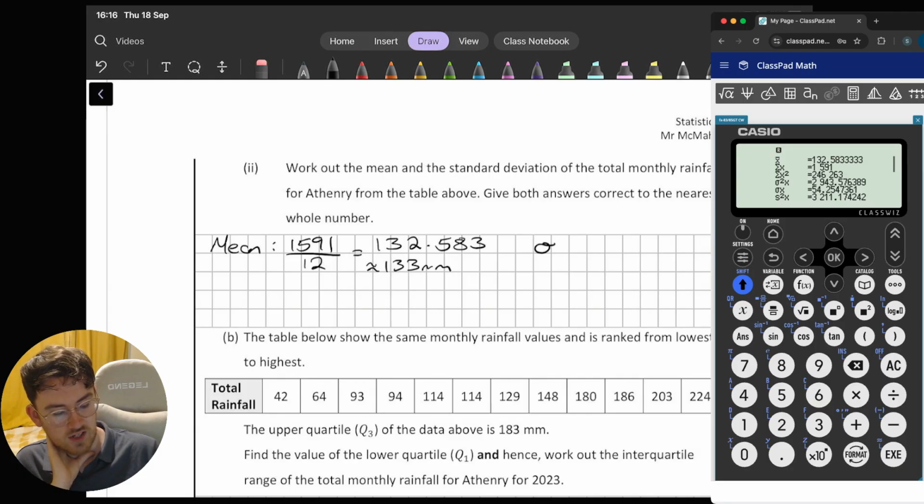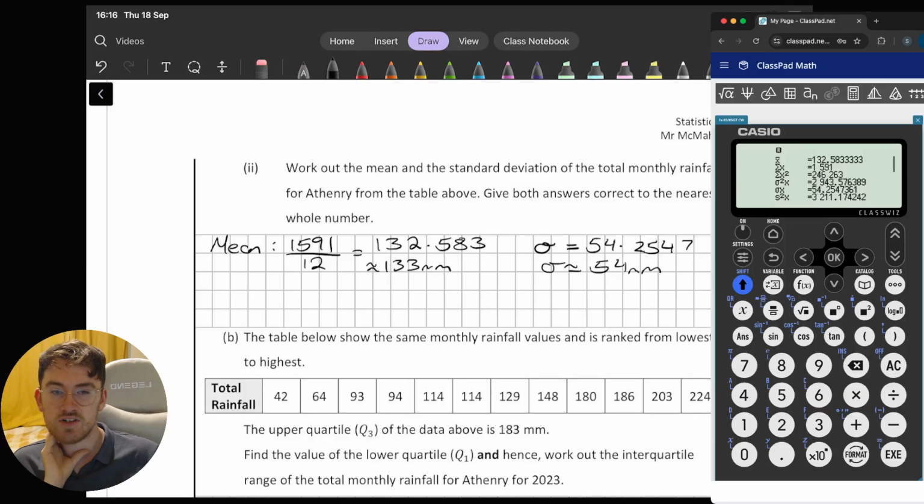So let's just take the value for standard deviation. It's the second last one there, 54.2547, and they said to the nearest whole number, which here would be 54. So 54 millimeters. So what we're getting there is there was an average of 133 millimeters with a variability of around about 54 millimeters on average. So anywhere within that range, and that could be plus or minus 54, is kind of what we're looking at here.